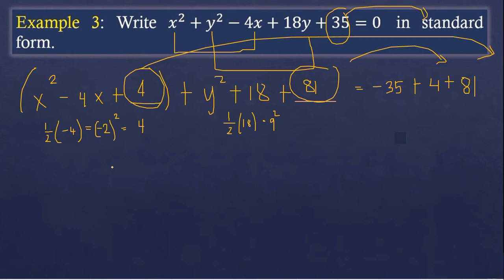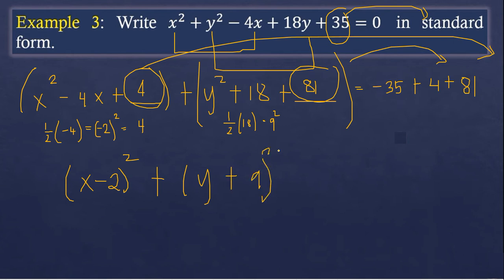Now, can you give me the factors of x squared minus 4x plus 4 using the format of standard form? Very good. Plus, ano pa? Ito pa, y. Very good. Y plus 9 squared is equivalent to negative 35 plus 4 plus 81. Answer? 50. Very good. Because negative 35 plus 4 plus 81, or 85 minus 35 is 50.